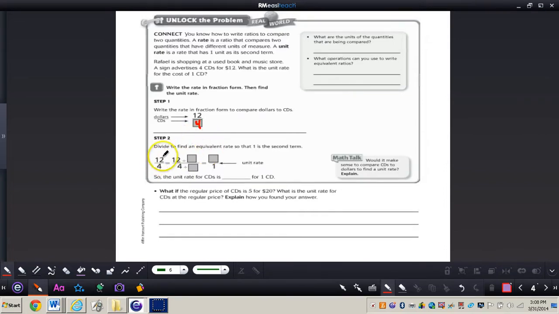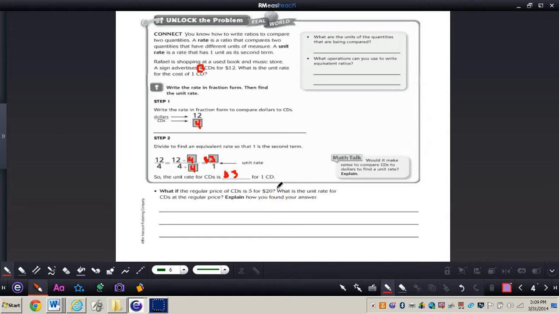Okay, so we take 12 over 4. Okay, that was the rate. We were going to write it as a fraction. Now we're going to divide by 4. Why are we dividing by 4? Because that's how many CDs we have. We want to figure out how much is it per CD. So take that 12, divide it by 4. Take that 4, and we're going to divide it by 4. So we have 12 divided by 4 is going to give us 3. So we can see $3 per one CD. So the unit rate for CDs is $3 for one CD.